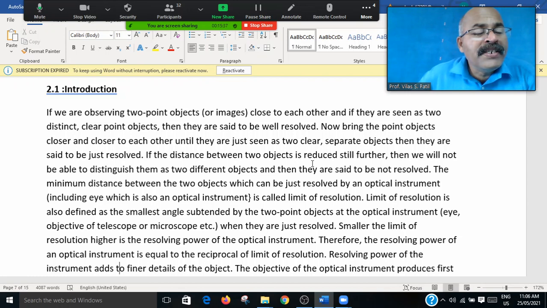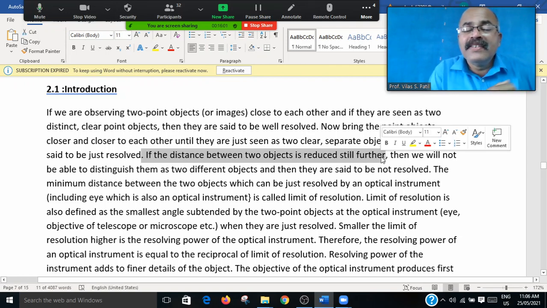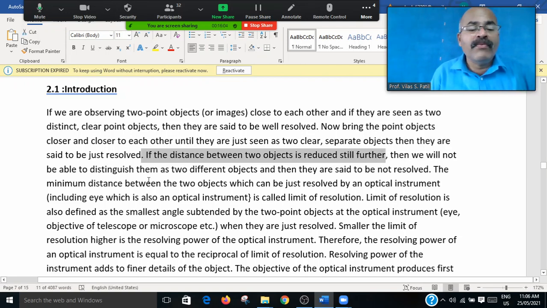Now bring the two objects closer and closer to each other, until they are just seen as two clear separate objects, then they are said to be just resolved. If the distance between two objects is reduced still further, then we will not be able to distinguish them as two different objects, and they are said to be not resolved.